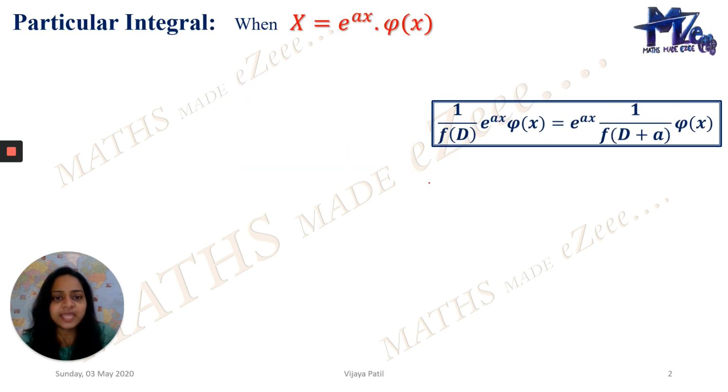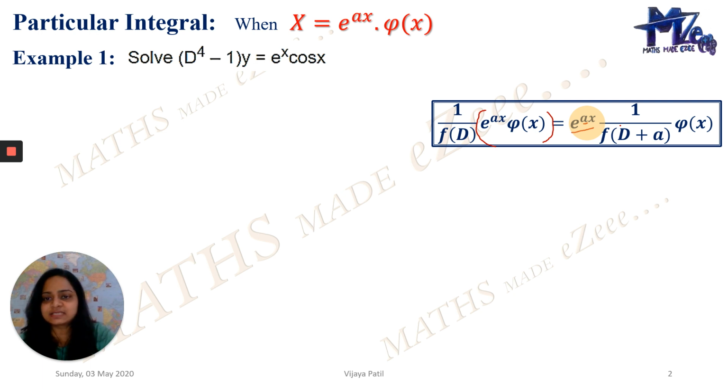If I wanted to have 1 upon f of D getting operated on e to the power ax into phi of x, then e to the power ax will come out of this operator, leaving this a with this D. That means 1 upon f of D is getting replaced as 1 upon f of D plus a, and this operator 1 upon f of D plus a is getting operated on phi of x. And that means e to the power ax is now free from this operator; it will not be operated on by this operator.